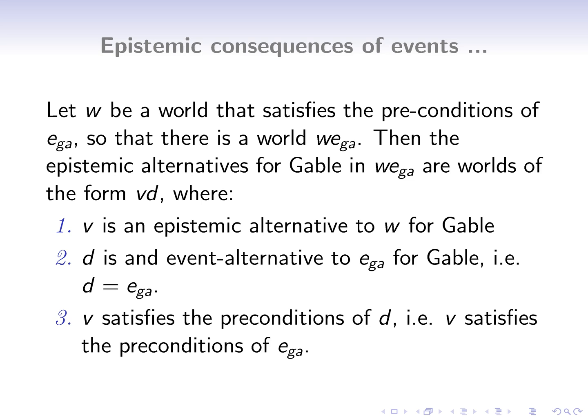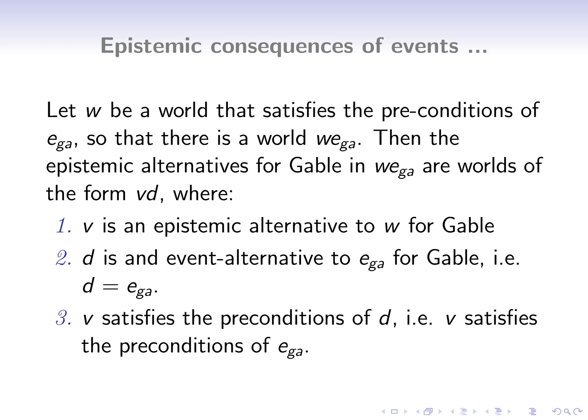This slide defines epistemic alternative relations at the level of worlds. Let W be a world that satisfies the preconditions of event E_GA. That is, let W be a world where Gable is facing a scene that looks just like the picture. In this case, the world W·E_GA is defined. We define the epistemic alternatives for Gable in world W·E_GA as follows.